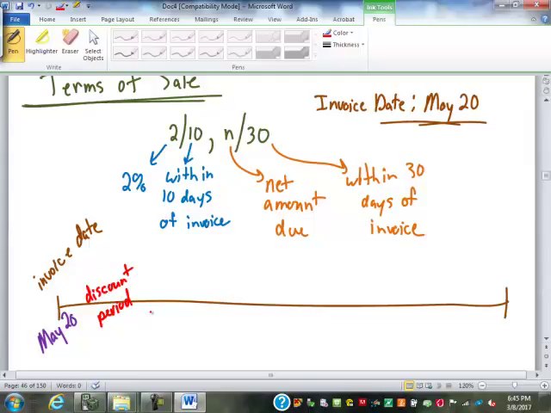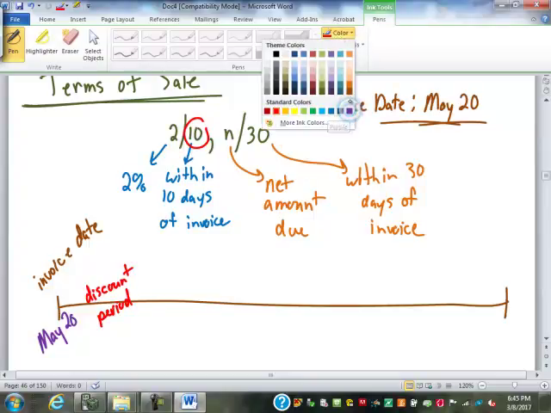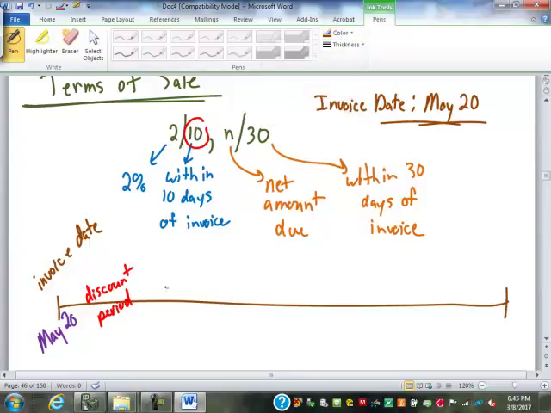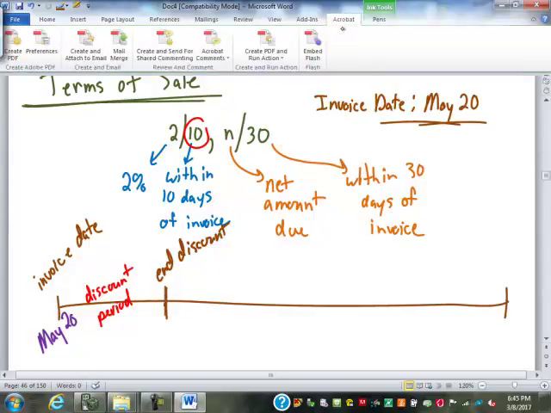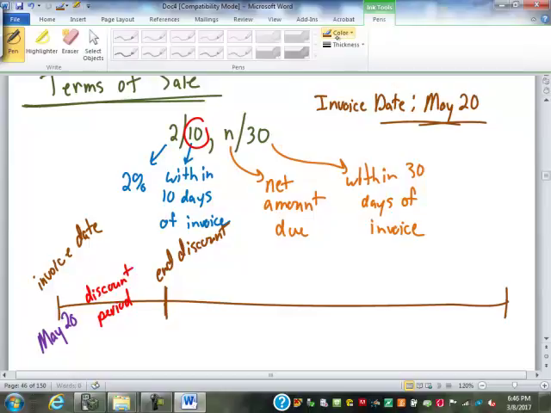How long is the discount period here? 10 days. So that means they have 10 days until the end of the discount period. I'm just going to put end discount here. What date is that going to be? May 30th. Good. 10 days past the invoice date. So on May 30th, the discount ends. During that period, there would be a 2% discount.